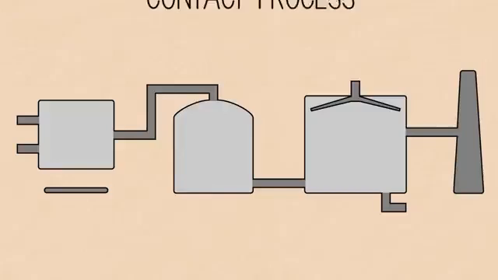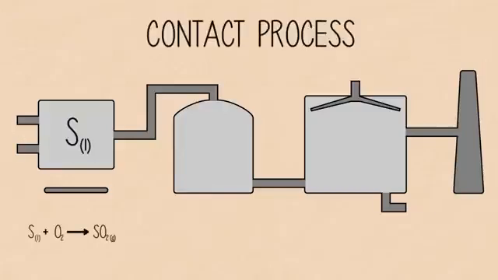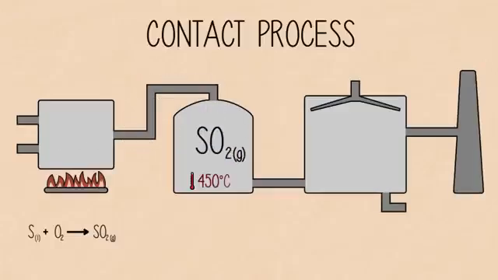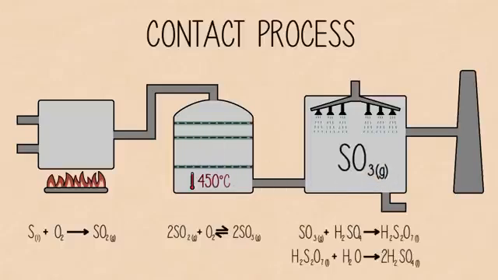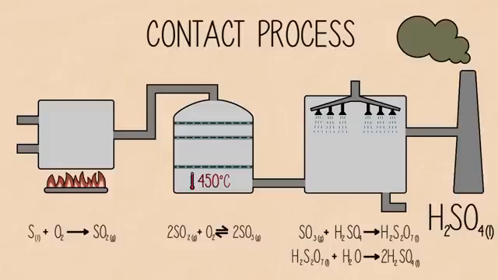In summary, the contact process converts sulphur to sulphur dioxide by combusting sulphur in air. The sulphur dioxide produced is heated to 450 degrees centigrade over a vanadium oxide catalyst. This produces sulphur trioxide. The sulphur trioxide is treated with a fine mist of water and 99.5% sulphuric acid is collected. The acidic fumes produced are treated with acidic scrubbers to prevent local acid rain.